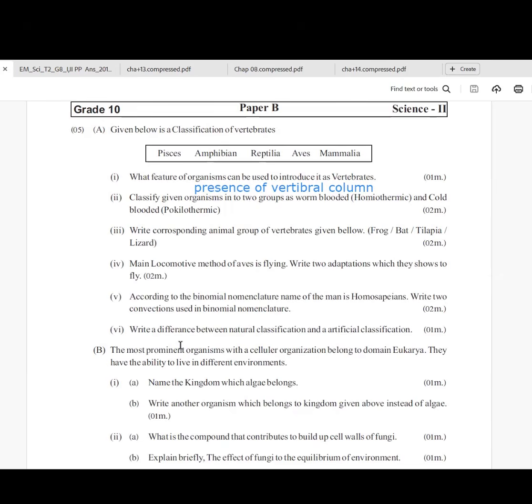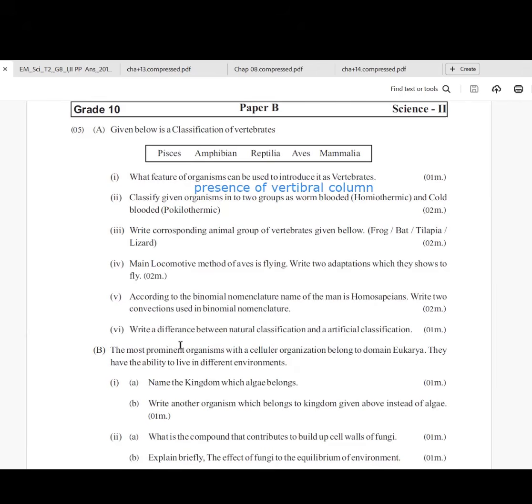Write the corresponding animal group of vertebrates given below. Frog, amphibia; bat, mammalia; tilapia, pisces; lizard, reptilia.